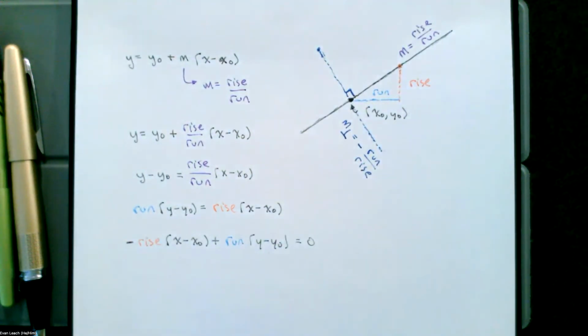So let's just do a little bit of algebraic manipulation. These two equations describe the same line, a line with the slope of rise over run containing the point x naught, y naught. Any questions? All right.